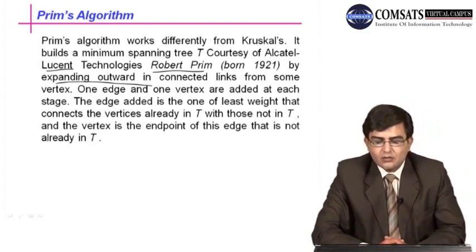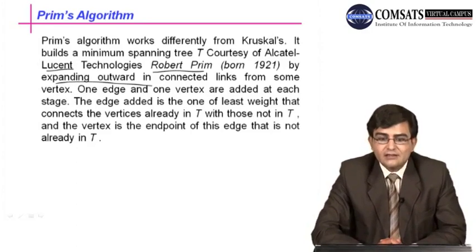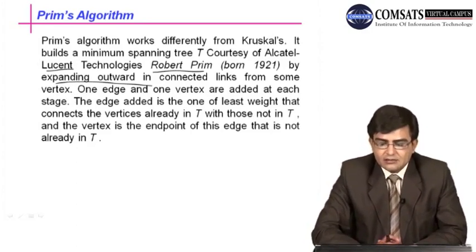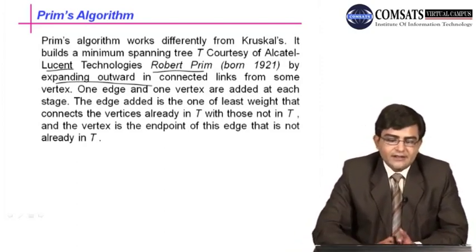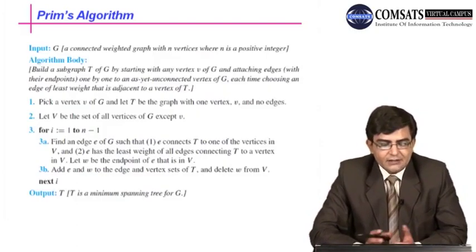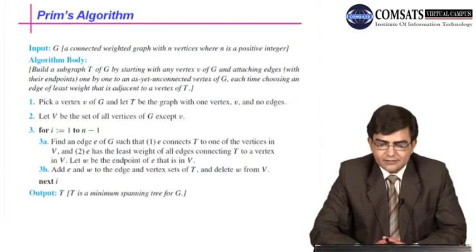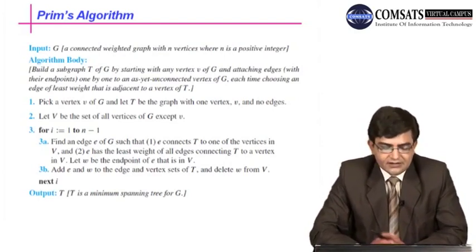The edge added is one of the least weight that connects the vertices already in T with those not in T, and the vertex is the endpoint of this edge that is not already in T. So what is this algorithm? This is explained here in this slide. Basically the input is any graph G which is connected and has n vertices, where n is a positive integer, the same input as in Kruskal's algorithm.